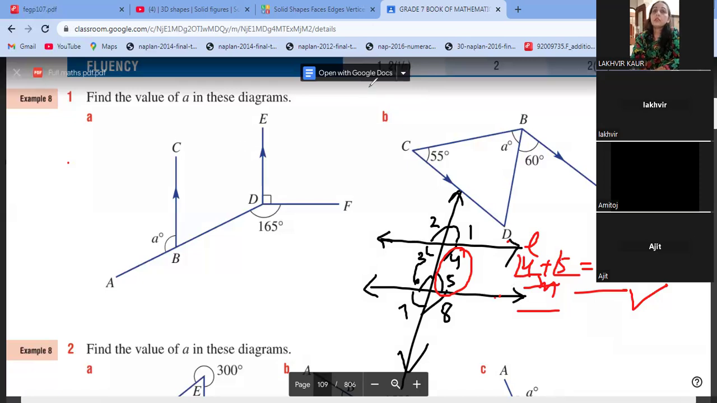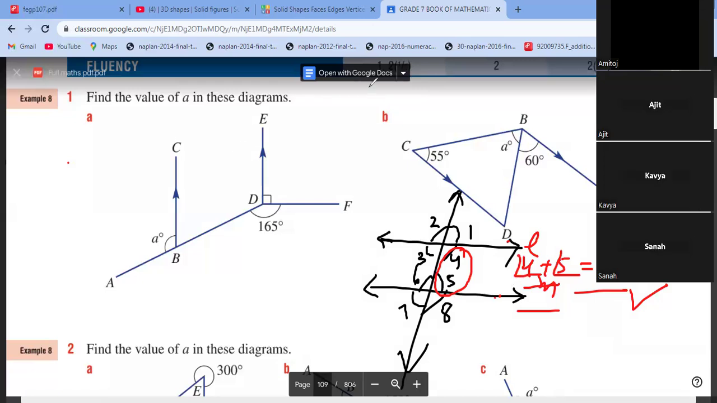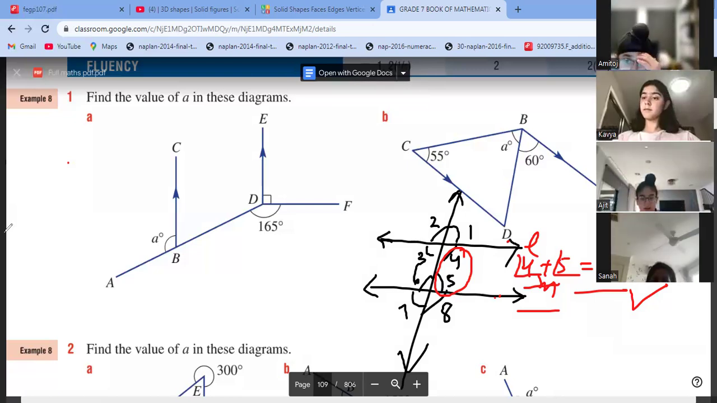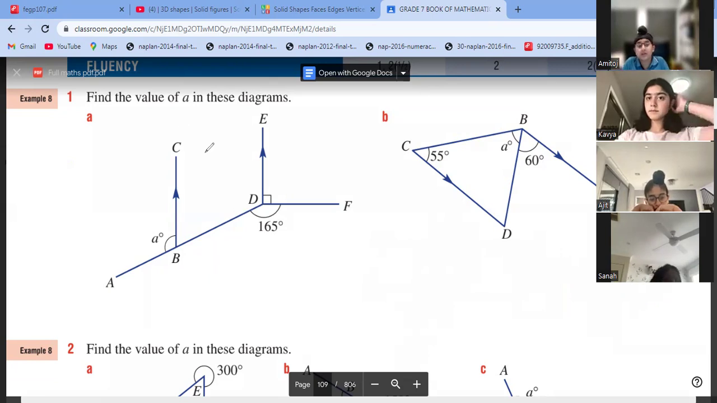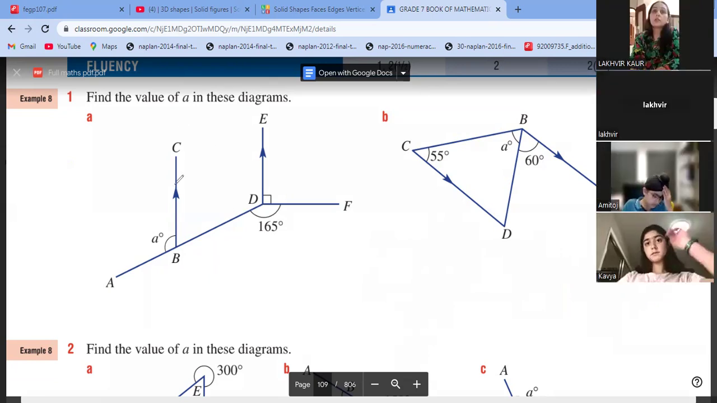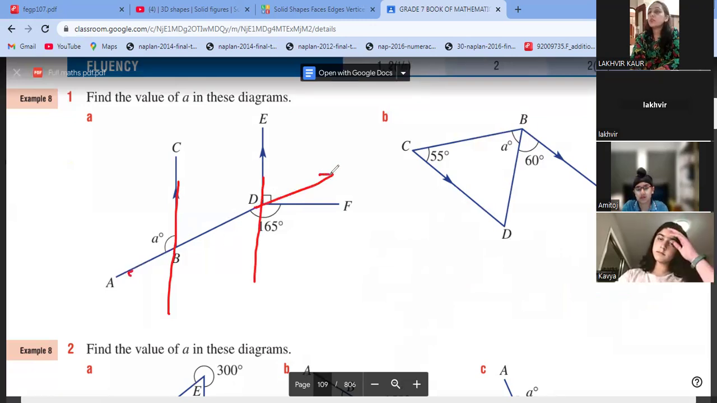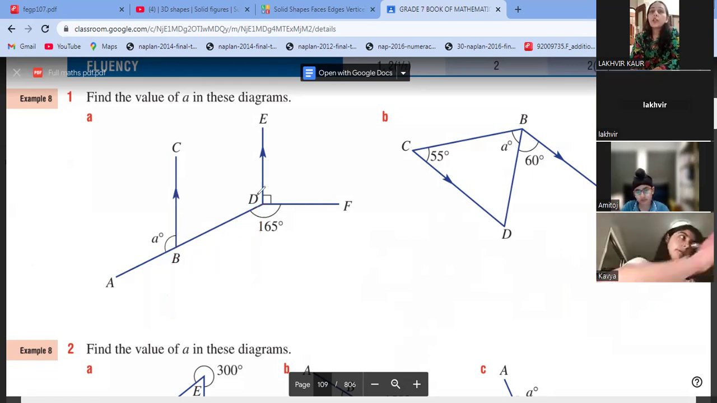Is it clear? Keep your webcams on. Okay. Next. Answer it properly. So next is this question, right? All these things you need to keep in your mind. Last day we have discussed all these things, right? Now see this one. These are the two parallel lines, and this is its transversal. Got it? In this question, you need to find out this angle A.